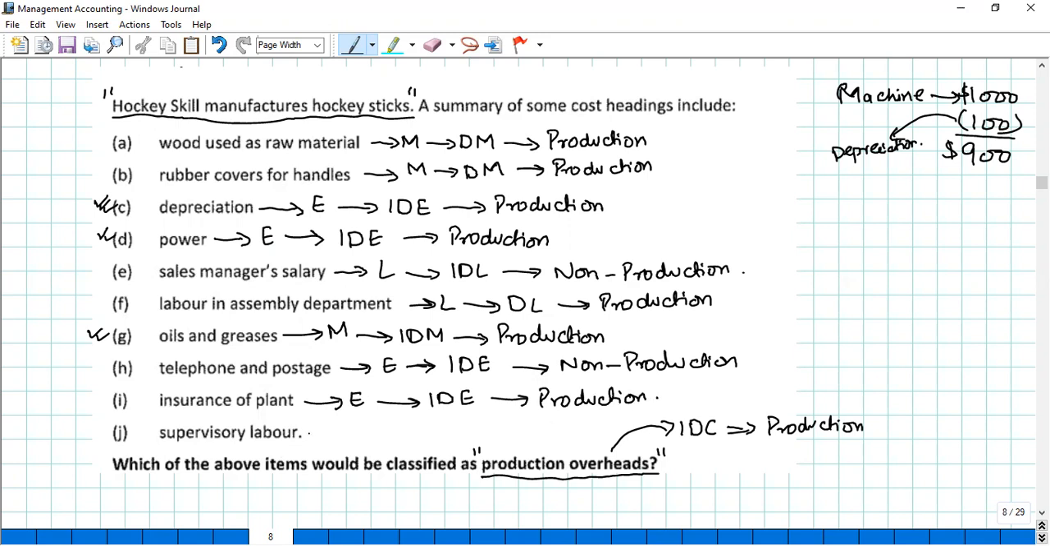Then supervisory labor. A supervisor is labor, and he is indirect labor. He is part of the production process, so yes, it's a production cost. So this will also be our answer, I and J, because they are indirect costs related to production. All the indirect costs that are related to production are known as your production overheads.